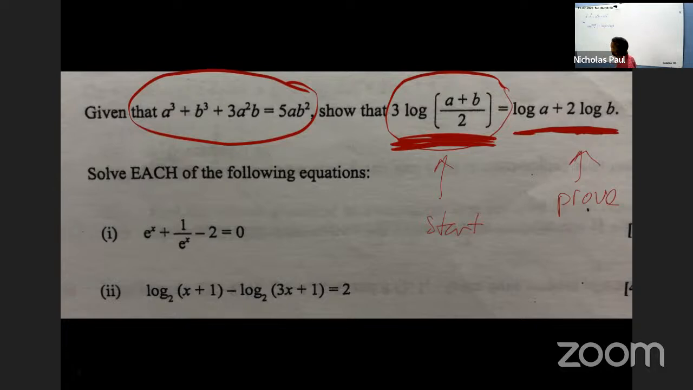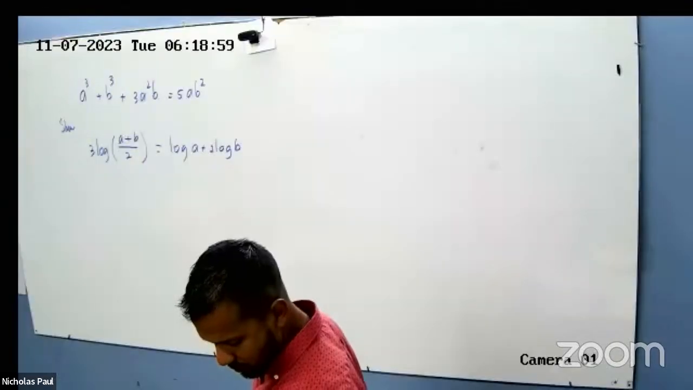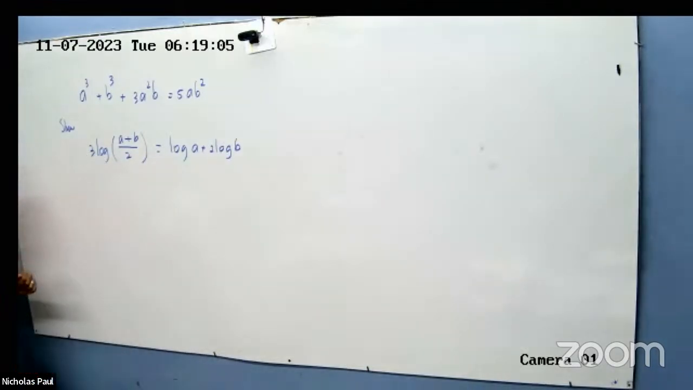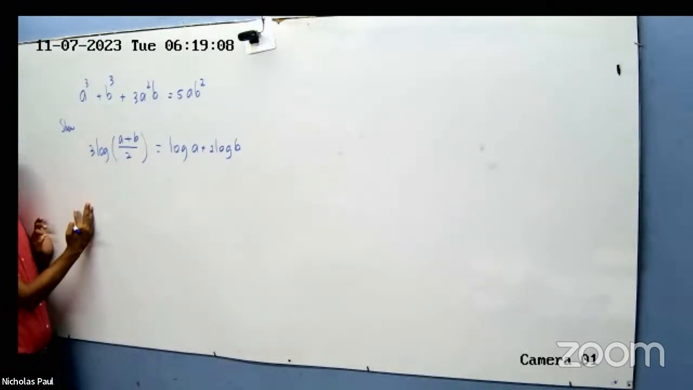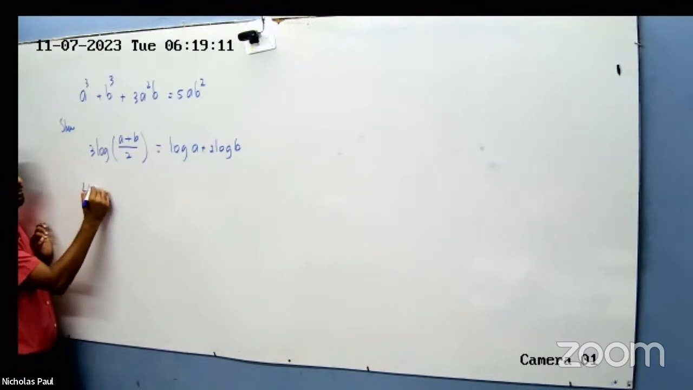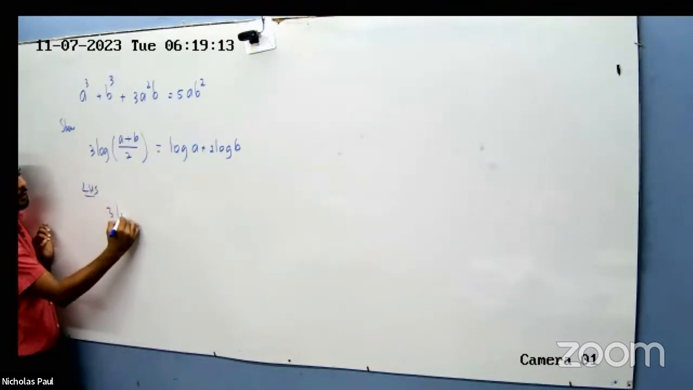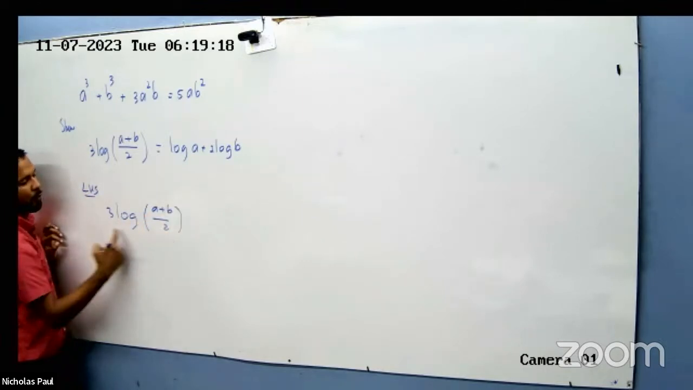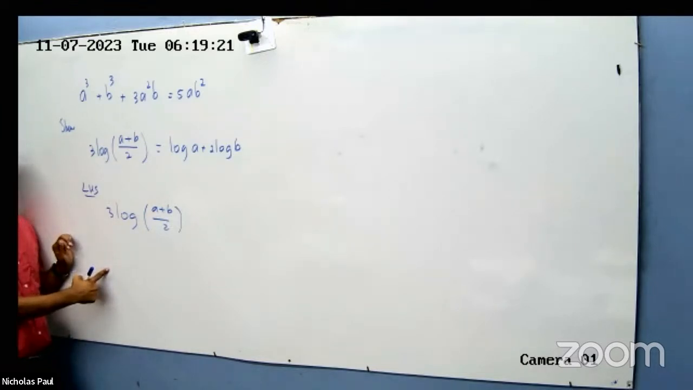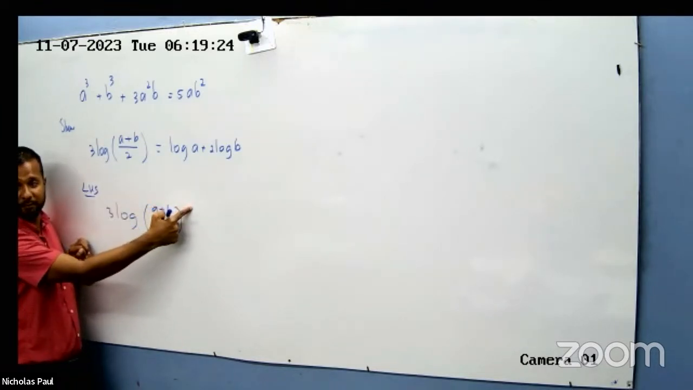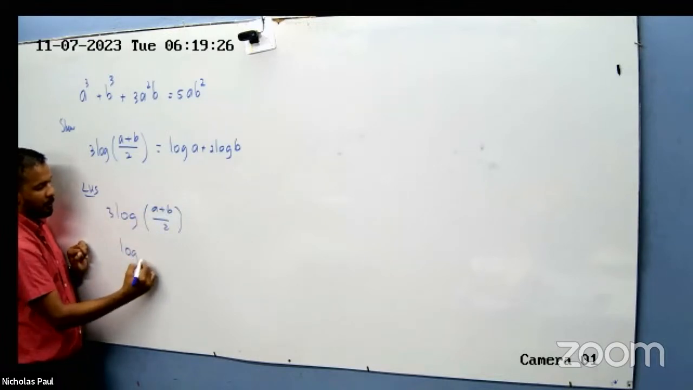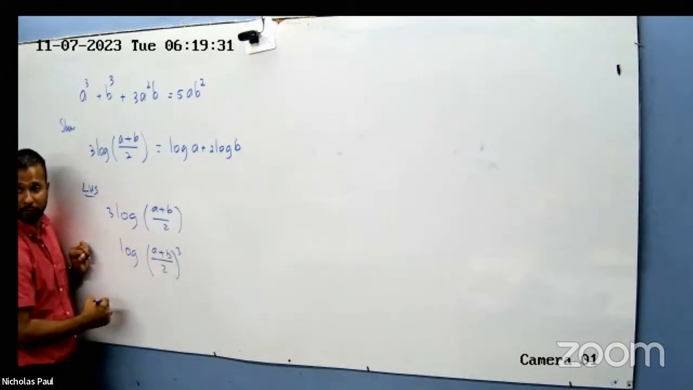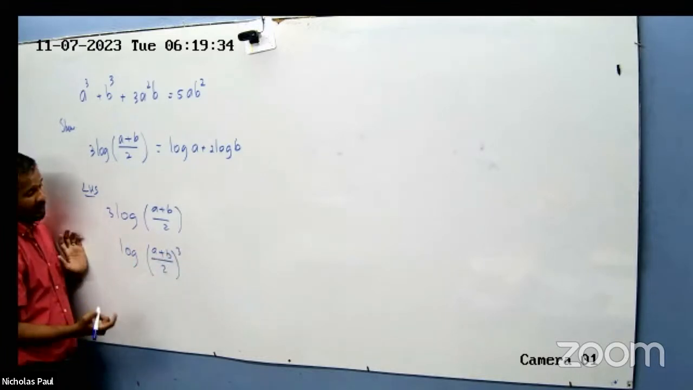It's one hard, right? Because you have to understand what it's saying. You have to take this left hand side and show that it equals the right. So when you reach here, what can you do? Take a 3 out first here. So you'll get log of a plus b all over 2 cubed. That's what you get, right?